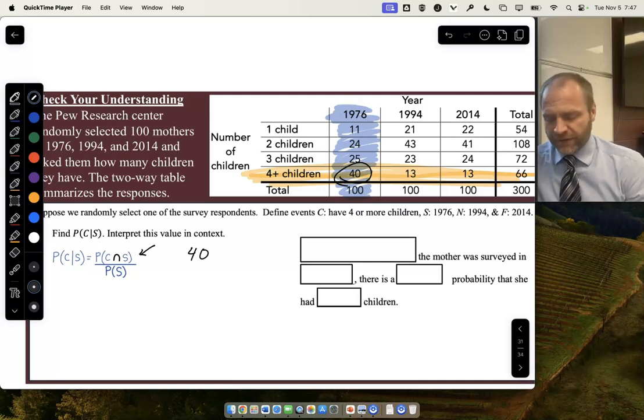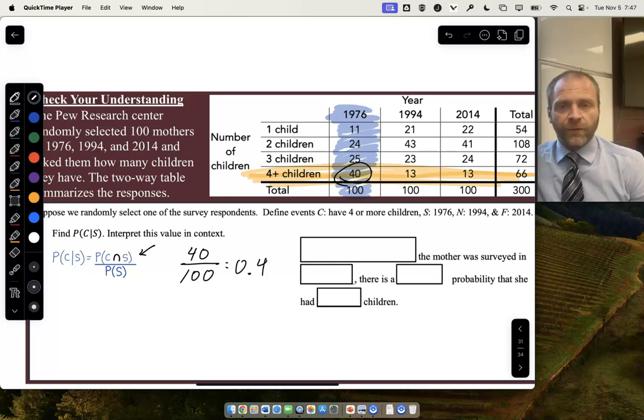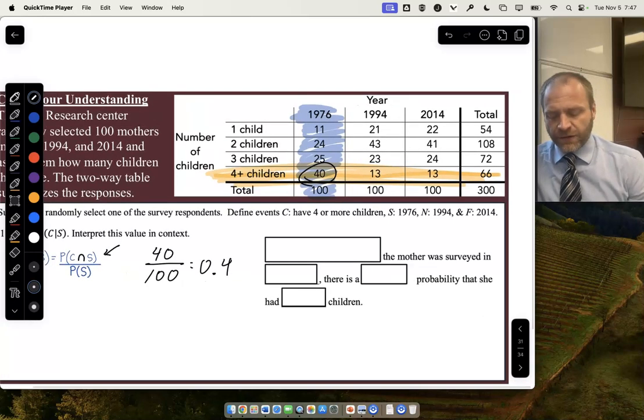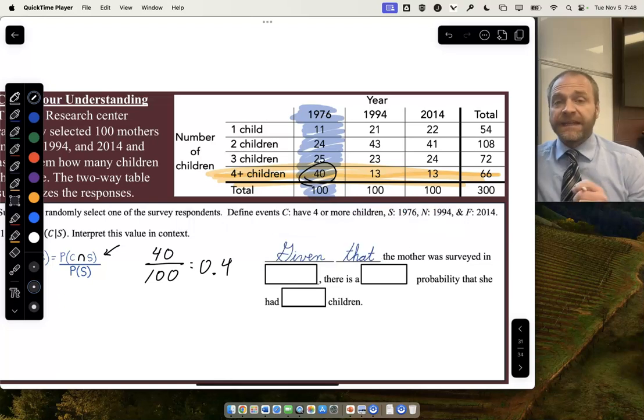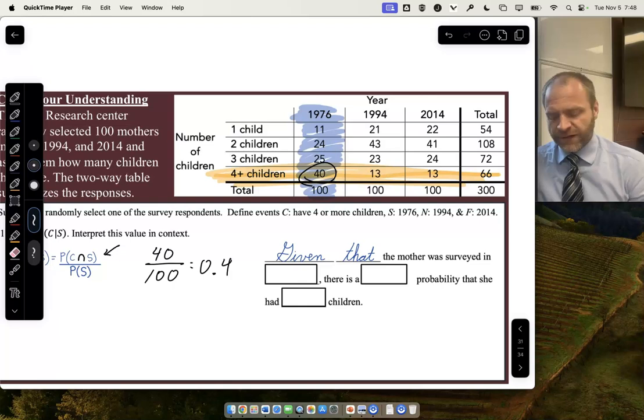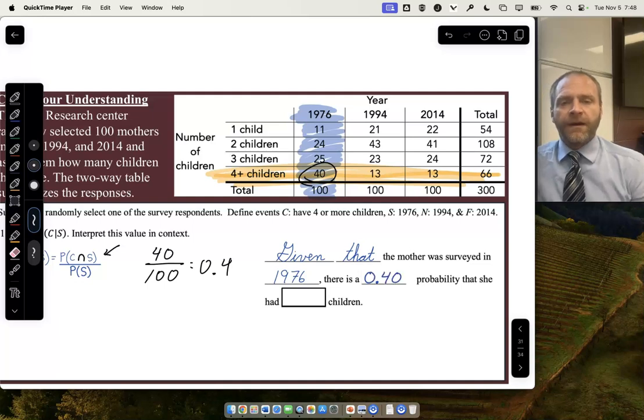Out of how many was there total in 1976? There was a total of 100. That is actually 0.40. So interpreting it, given that, well, given what? What had to occur first? The first thing was that the mother surveyed had to be surveyed in 1976. There is a 0.4 probability.